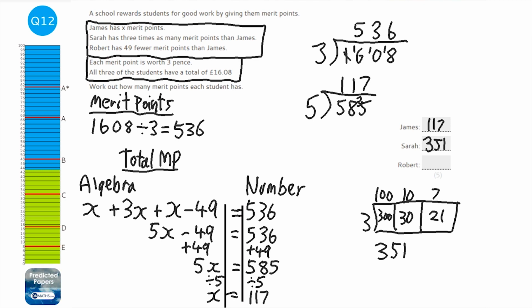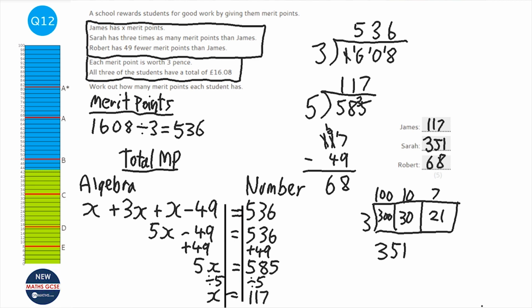And Robert has 49 fewer, so it's going to be 117 take away 49. Okay, so I'm going to have to borrow 1 from there to make that 17. 17 take away 9 is 8. I have to borrow that 1 to make that 10. 10 take away 4 is 6, so 68. And again, I could have taken away 50 and added 1.